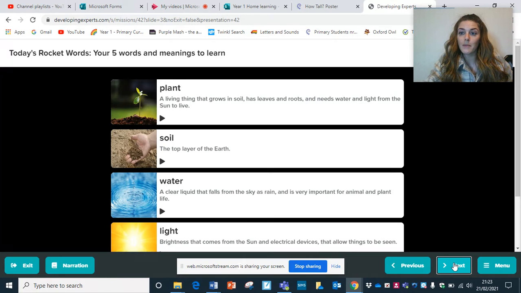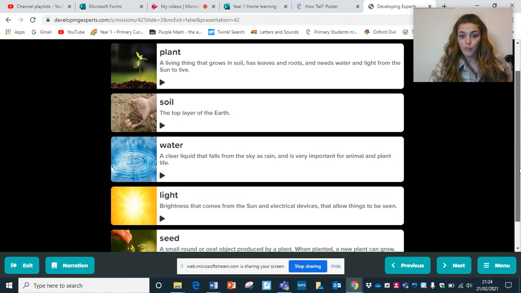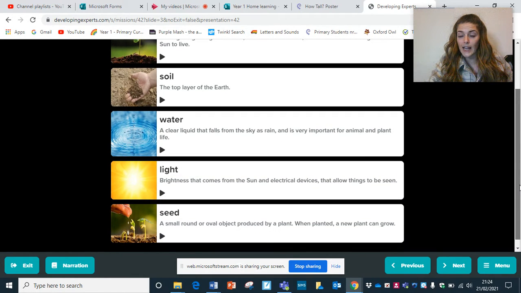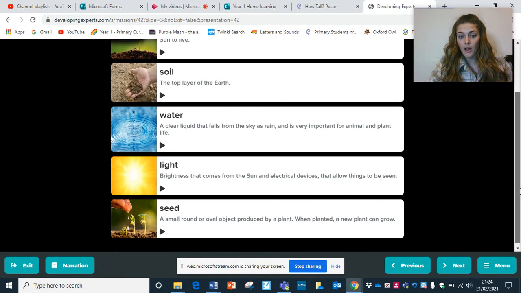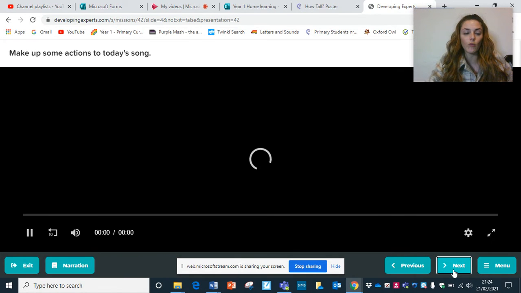So your 5 words and meanings to learn. So you've got plant, which is a living thing that grows in soil, has leaves and roots, and needs water and light from the sun to live. You've then got soil, which is the top layer of the earth. Water, a clear liquid that falls from the sky as rain and is very important for animal and plant life. You've then got light, which is brightness that comes from the sun and electrical devices that allows things to be seen. Seed, a small round or oval object produced by a plant. When planted, a new plant can grow. So they're your keywords, your rocket words.